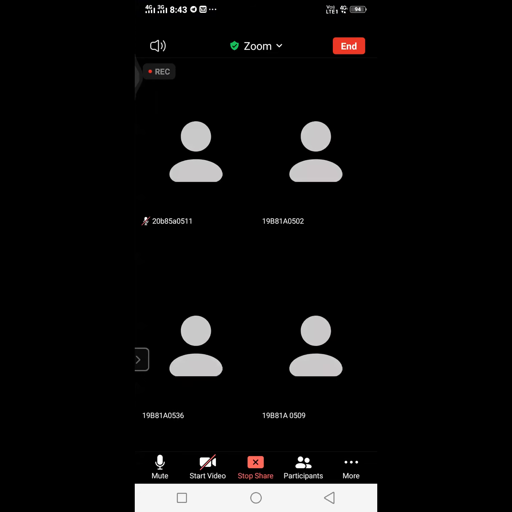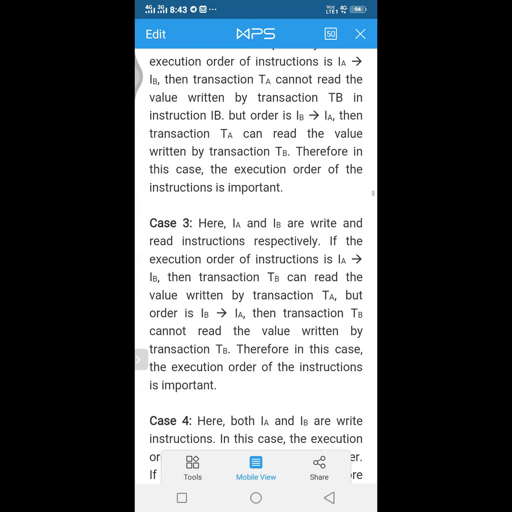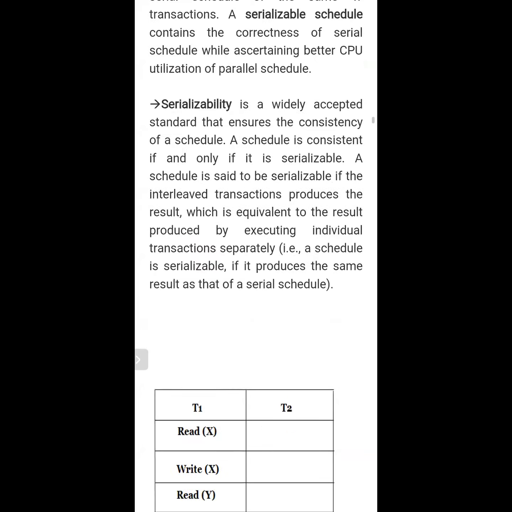Okay, thank you. Now I will share my session. In the last class, we were discussing what a transaction is, what transaction management is, the transaction management properties, the states of a transaction, what a schedule is, and what the types of schedules are.